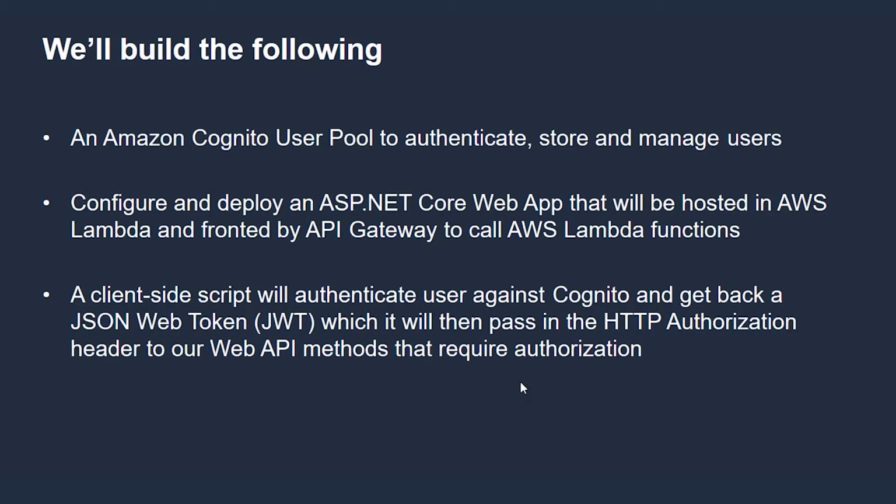To demonstrate how we can leverage Amazon Cognito to authenticate a serverless .NET application, we'll build the following in this video: an Amazon Cognito user pool to authenticate, store, and manage users. We'll be configuring and deploying an ASP.NET Core web application that will be hosted in AWS Lambda and fronted by API Gateway to call these functions. A client-side script will authenticate the user against Cognito and get back a JSON web token, which it will then pass in the HTTP authorization header to our web API methods that require authorization.